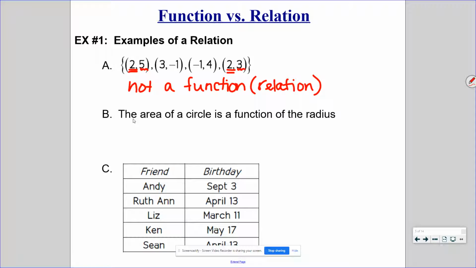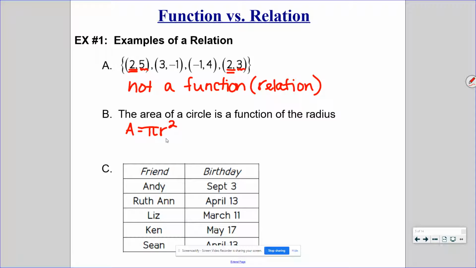Okay. B, the area of a circle is a function of the radius. So is that a function? If I put a number in, which, quick review, area is found by pi times radius squared. Not that you need to know that, but it'll be helpful to have a specific value here.